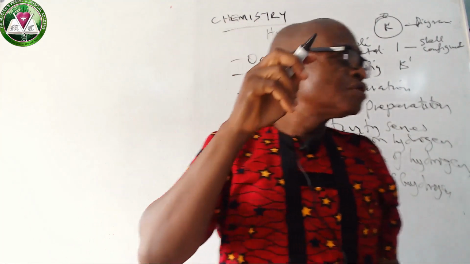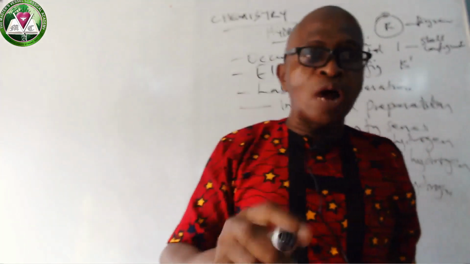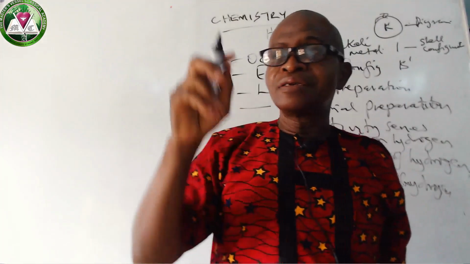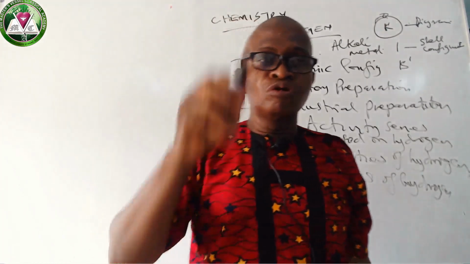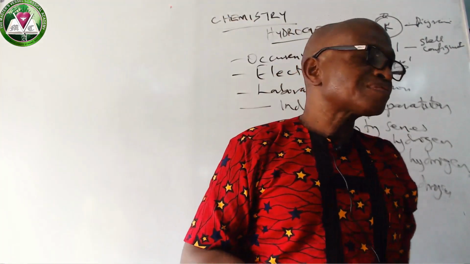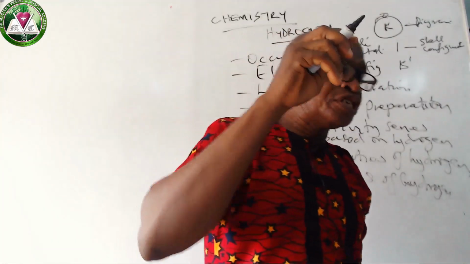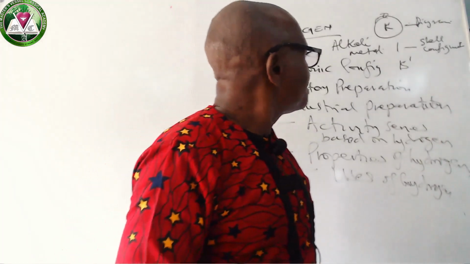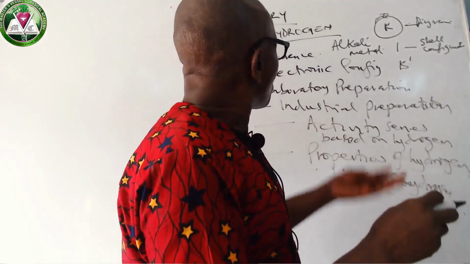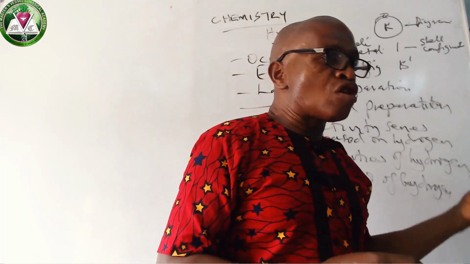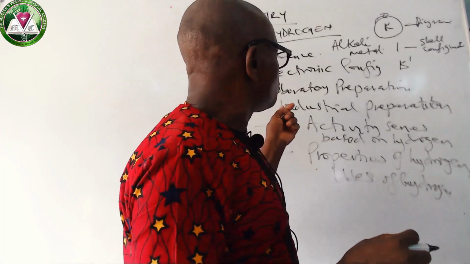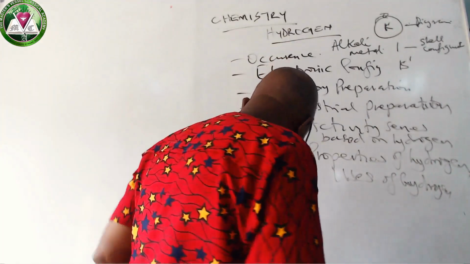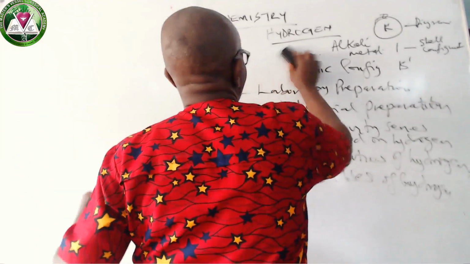Hydrogen has some chemical properties similar to group 1 elements. But there are so many other chemical properties where hydrogen does not resemble group 1 elements. The most important thing is that hydrogen is in group 1 because it has 1 electron in the outermost shell. You can see that we have discussed occurrence and electronic configuration. The next one we are going to discuss is laboratory preparation. How do we prepare hydrogen in the laboratory?